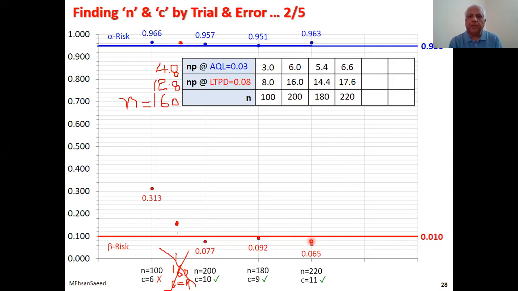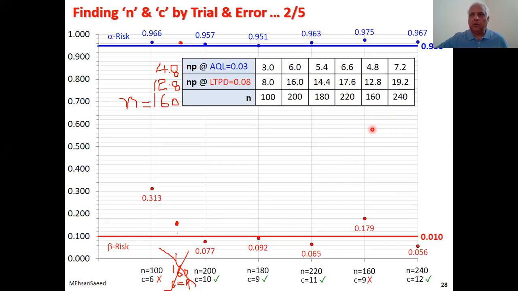And then you do it for 240. Sorry, here we have done it for 160. So that is not acceptable. Next is 240. And again, I don't propose doing it. So this is also acceptable.